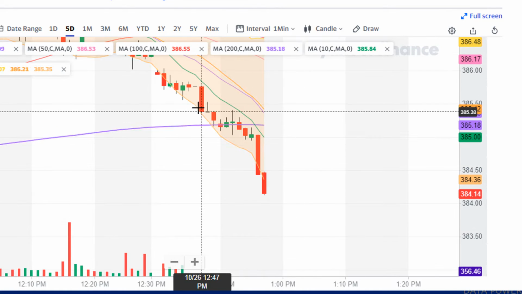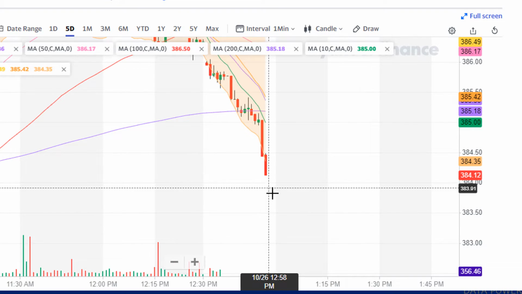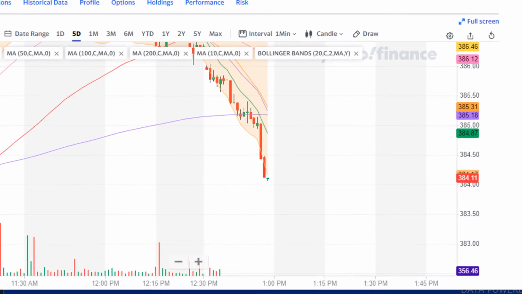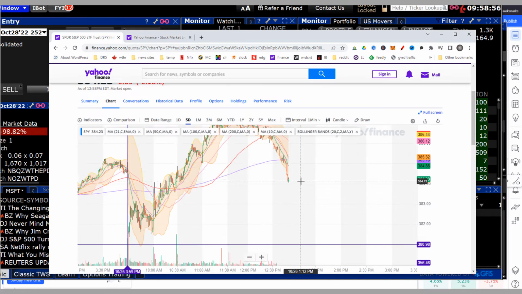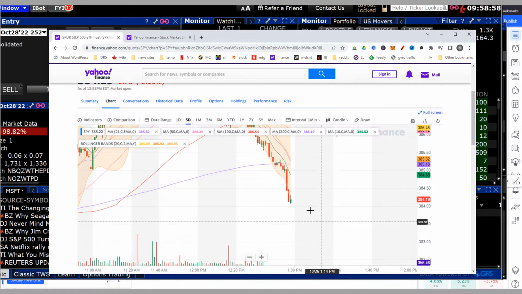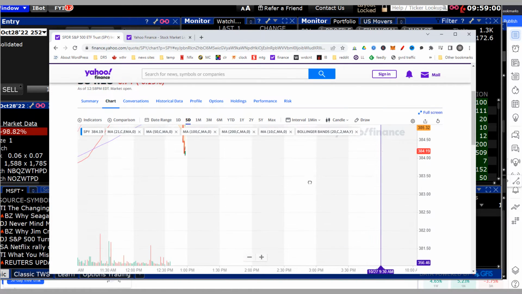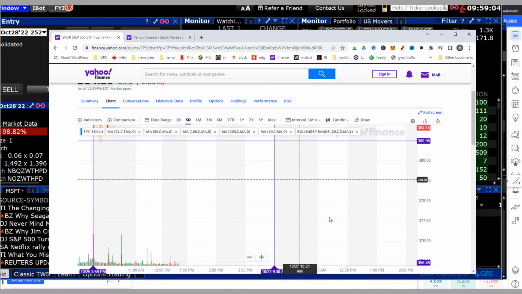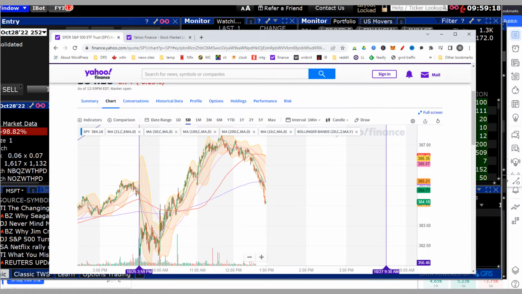All right, let's take a look at this now. The SPY is continuing to fall. I wonder what's going on. There must be some kind of news. If this downward momentum continues, we could easily reach like 380 by the end of today. So I'm still going to wait and see what happens.